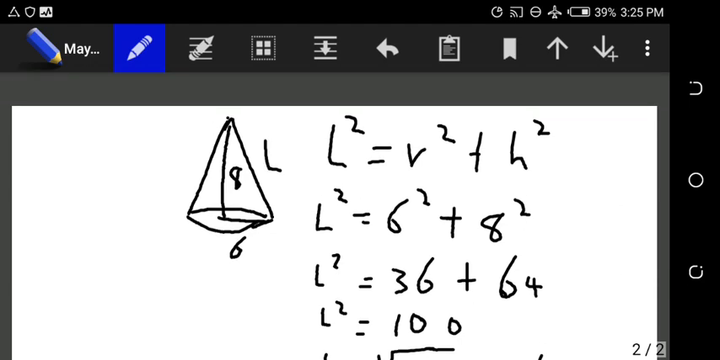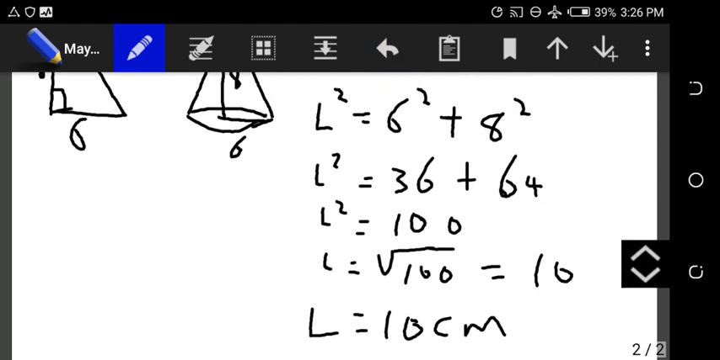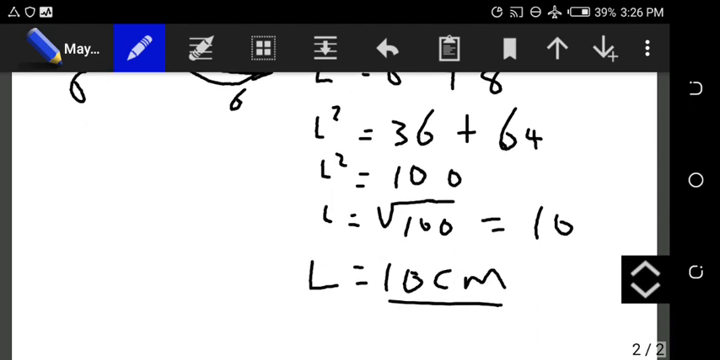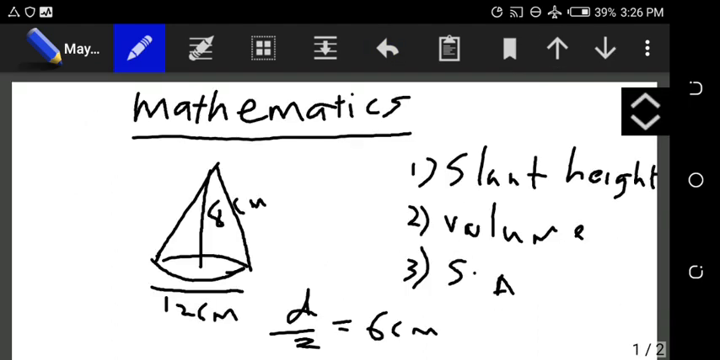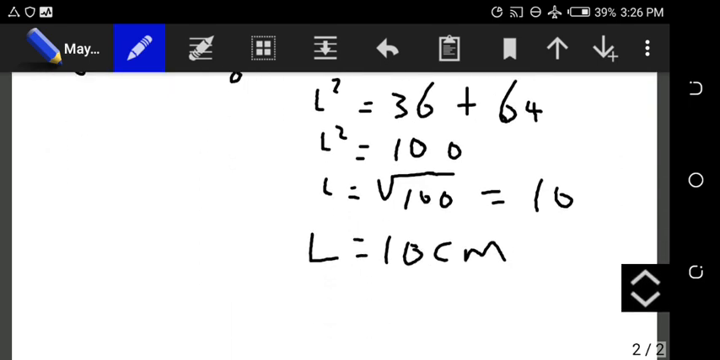So what we did was to use the Pythagoras theorem to calculate the value of our L here, because when you consider this triangle, if I should bring it out, the radius is 6 and the height is 8, so we're left with this L. That is why we had to use Pythagoras theorem to solve that, and we have gotten the value of L to be 10 cm. That is that. Now the next question is asking for the volume of this particular cone.